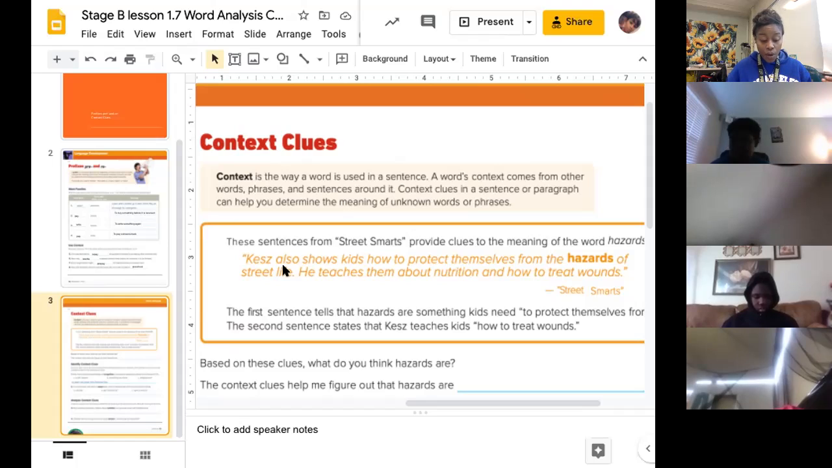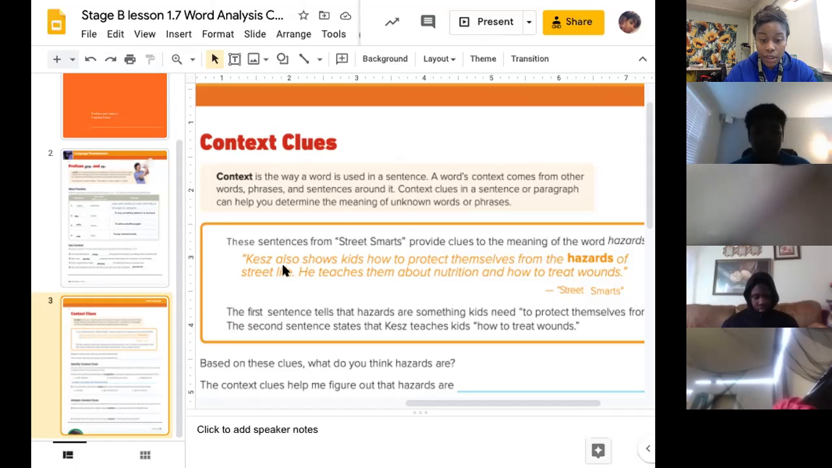So we know, or we should know, that protect themselves means what? If you have to protect yourself from something, that means it's what? Defending. Defending, but if you have to protect yourself in a situation, that means that situation is dangerous, right? Usually you protect yourself when you feel like you are in danger or you may be harmed.